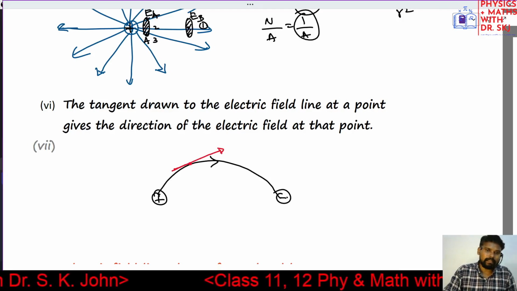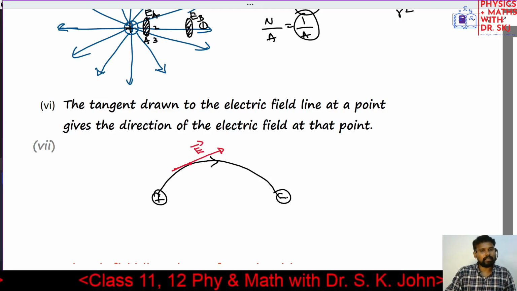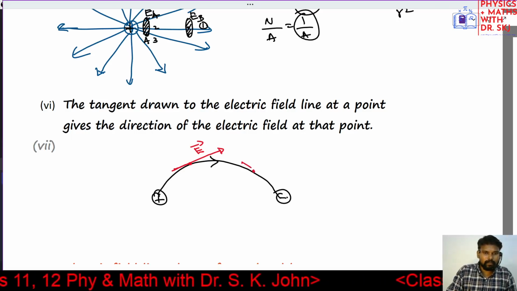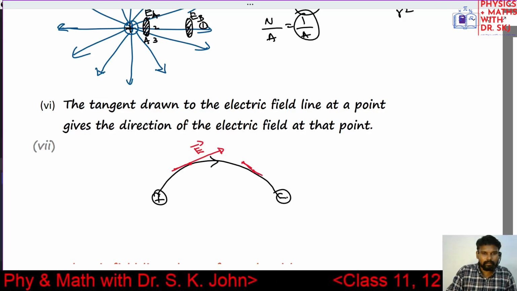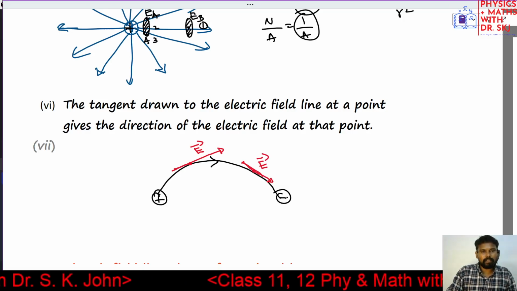You have to draw a tangent here. This will give the direction of electric field at this point. If you consider this point, you have to draw a tangent here to get the direction of electric field at this point. You have to draw a tangent like this.